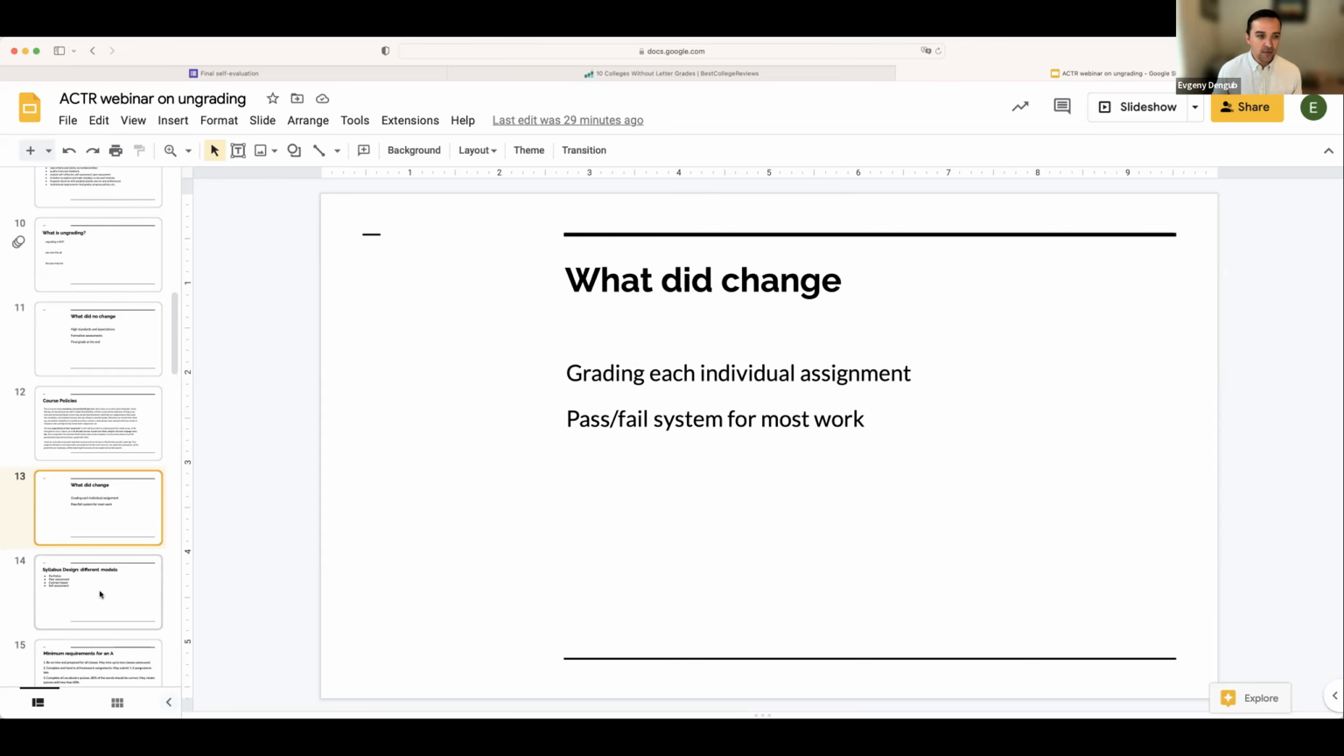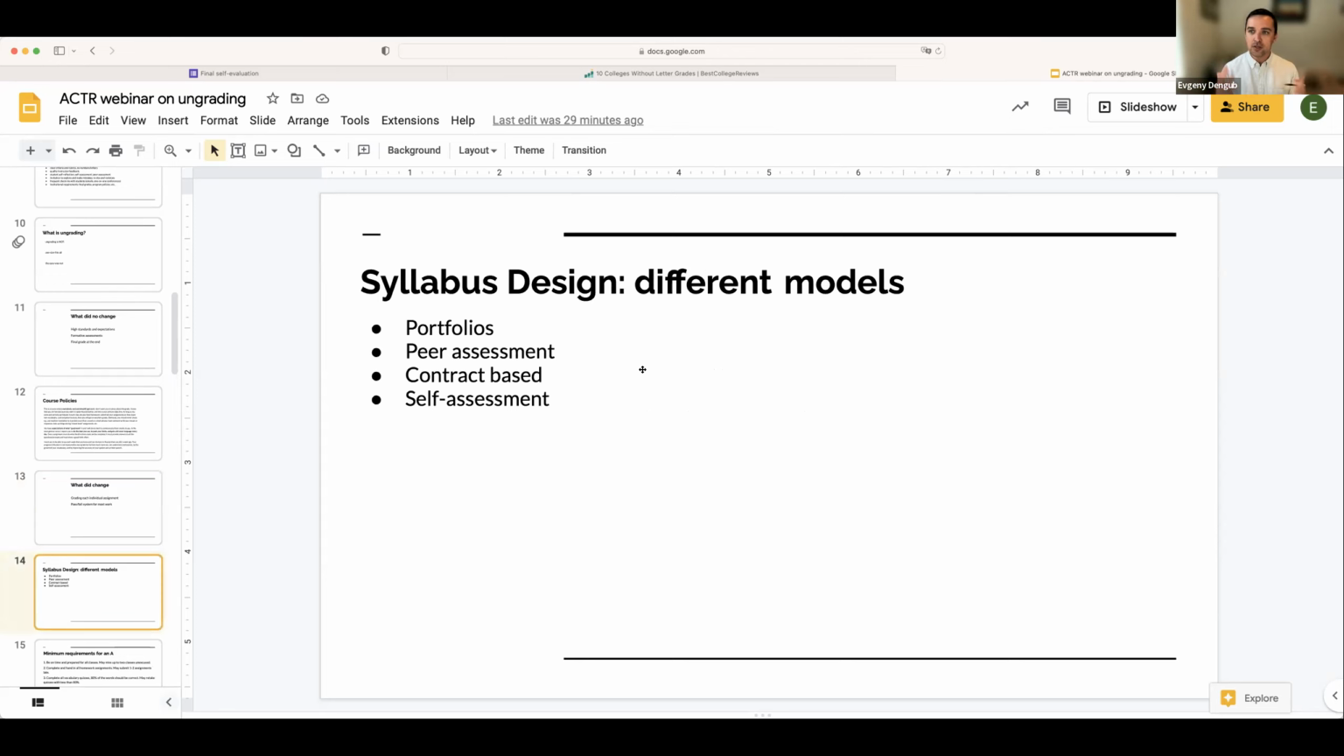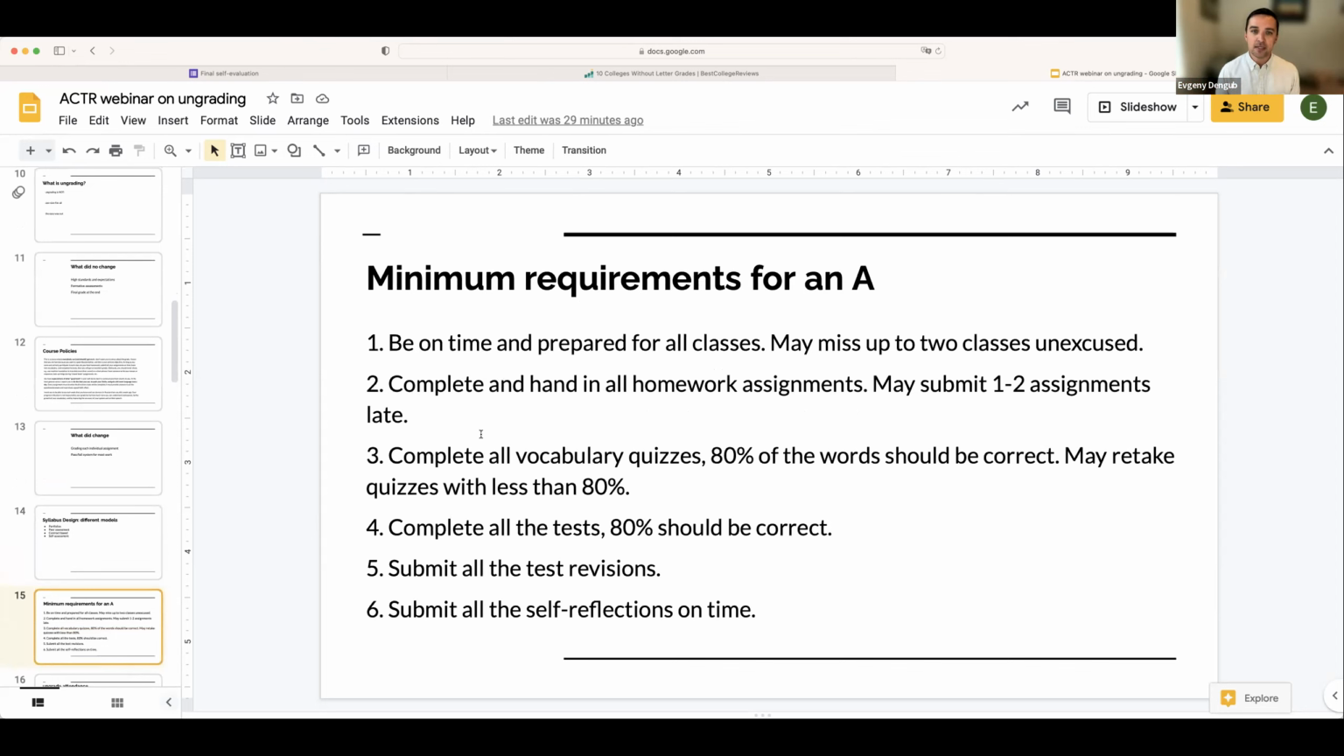So how do we get to that final grade? There are different systems, different approaches: portfolios, peer assessment, contract-based syllabus, self-assessment. I use a combination of the last two. So let me give you an example. These are my requirements, an example of the requirements for an A.